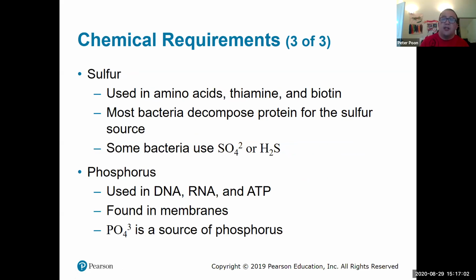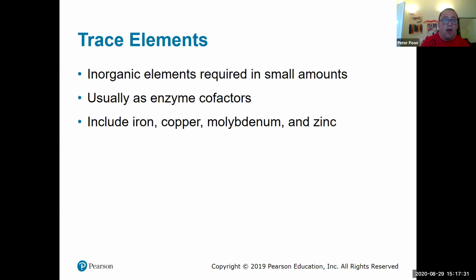Sulfur is used in amino acids, biotin, etc. Phosphorus is used in DNA, RNA, ATP, and is found in the phospholipid bilayer. We recycle phosphorus. Phosphorus is very limiting, so without bacteria and fungi decomposing stuff, we would run out of phosphorus very soon. All right, so trace elements.